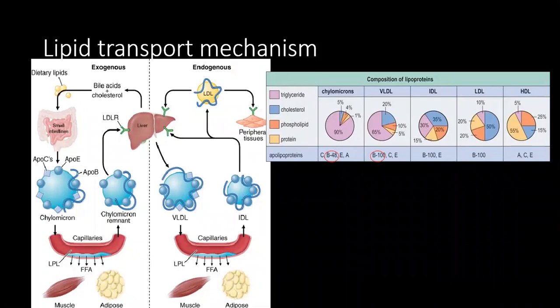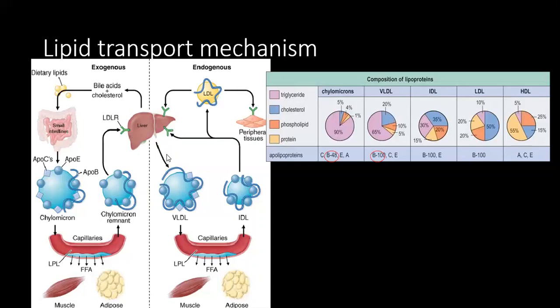And obviously in the food that we eat, they get metabolized in the small intestine and we form chylomicrons. So chylomicrons are majority triglycerides that we get from our diet, and only 1% protein. And the apolipoprotein that's associated with this is B48. So chylomicrons go through our bloodstream and they go out to the tissues and release free fatty acids and the triglycerides. And what we're left with is the chylomicron remnant.